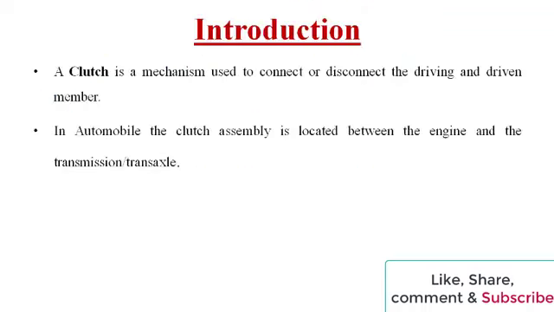A clutch is a mechanism used to connect and disconnect the driving and the driven member. In automobile, the driving member is the engine and the driven member is our gearbox or transmission. In automobile, the clutch assembly is located between the engine and the transmission.